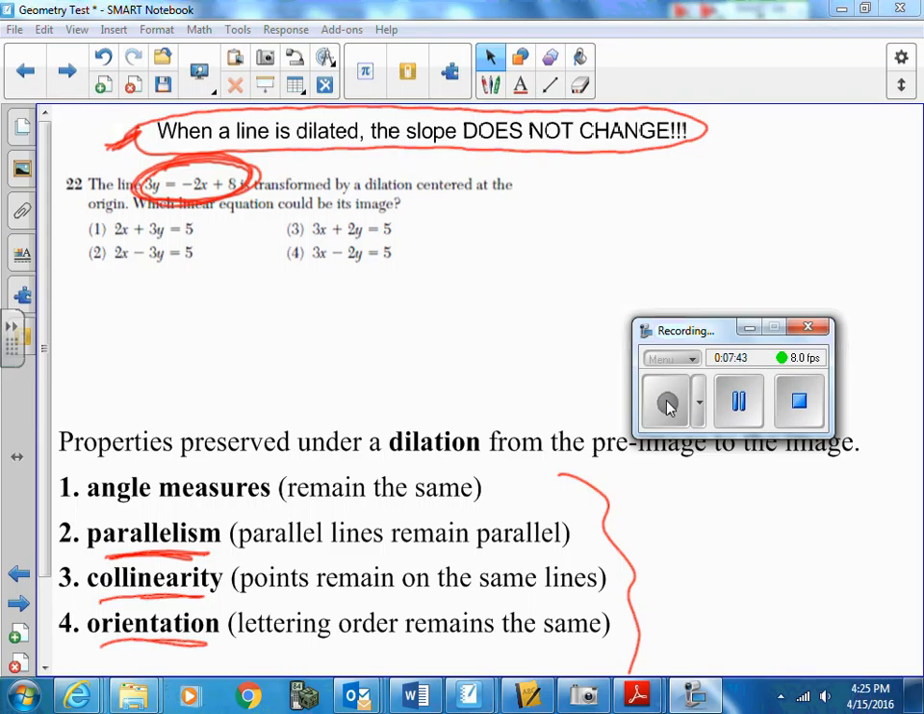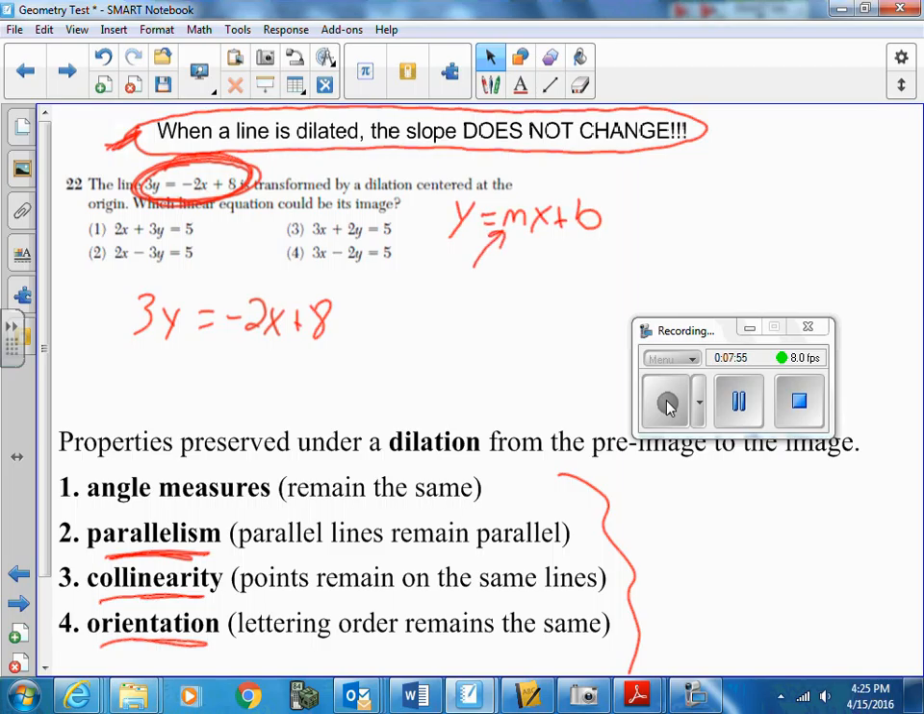All right, let's go ahead. Hopefully you tried it, but let's do it. I'm going to write it down here. 3y is equal to negative 2x plus 8. We're going to get this into y is equal to mx plus b form, and remember, m is the slope. So all we need to do here is divide everything by 3. And you end up with y is equal to negative 2/3 x plus 8 over 3. And our slope, our m, is equal to negative 2 over 3. What we need to do now is go through all the answers and see which one comes up with a slope of negative 2 over 3.